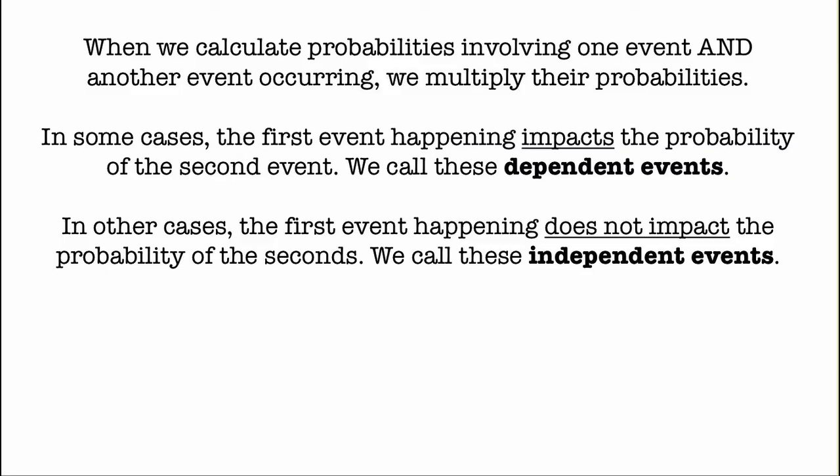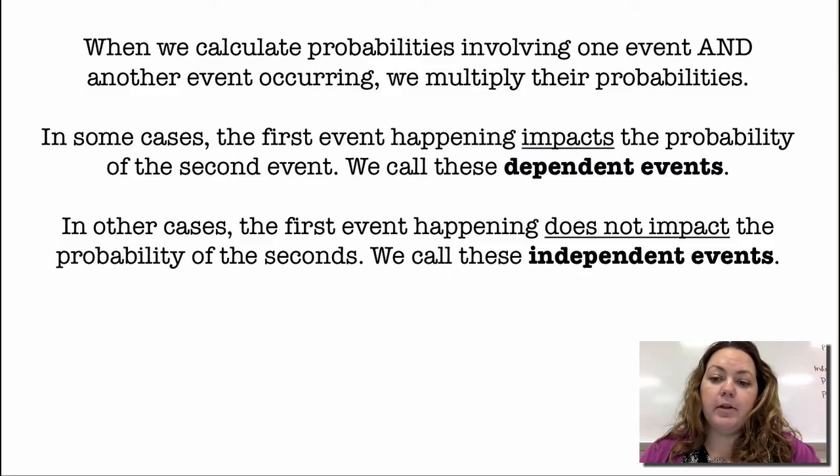In this video we're going to go over the multiplication rule for dependent events. When we calculate probabilities involving one event and another event occurring, we multiply their probabilities. So when you see and, we multiply. If you see or, you're adding.